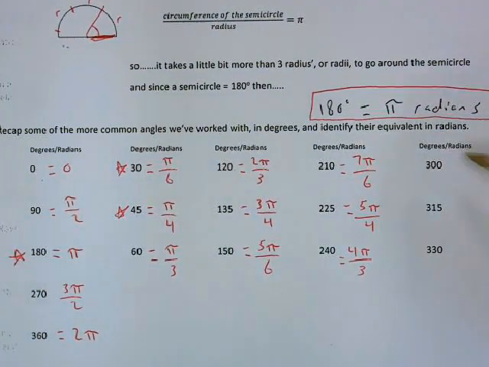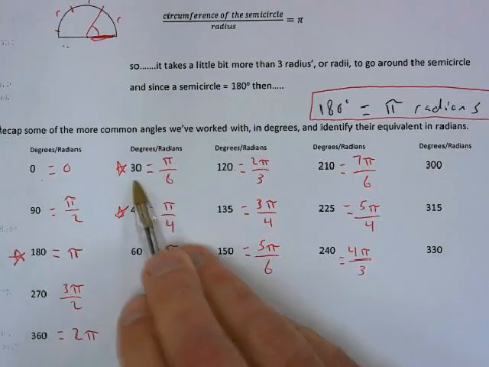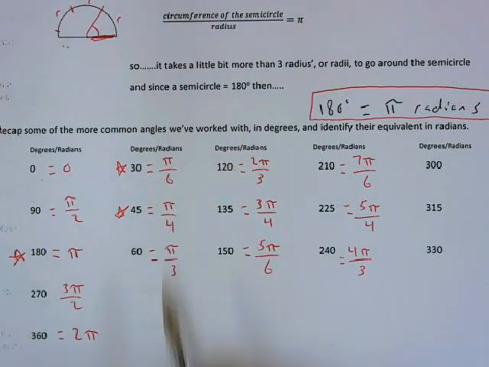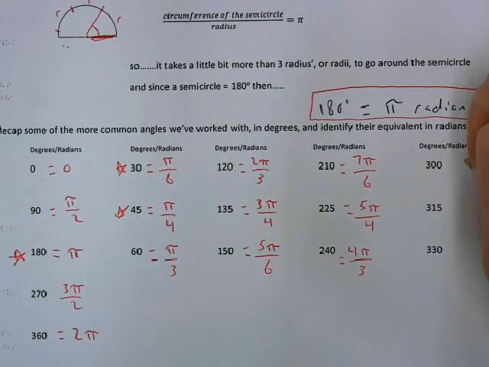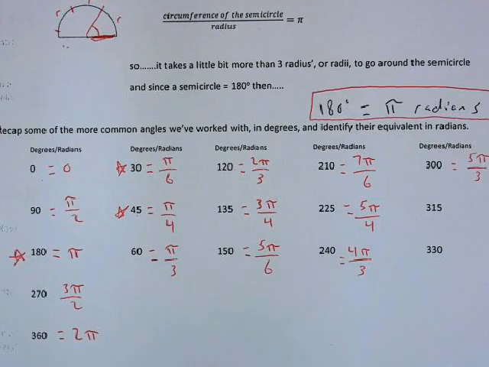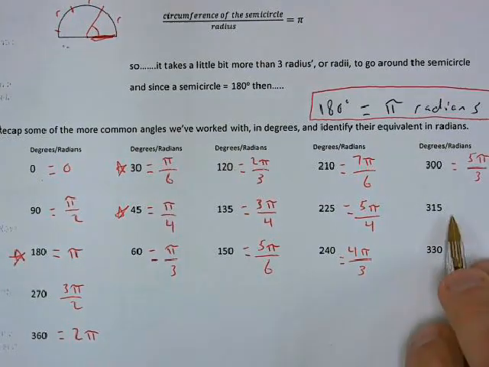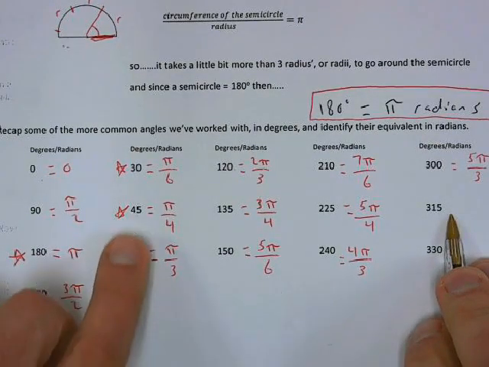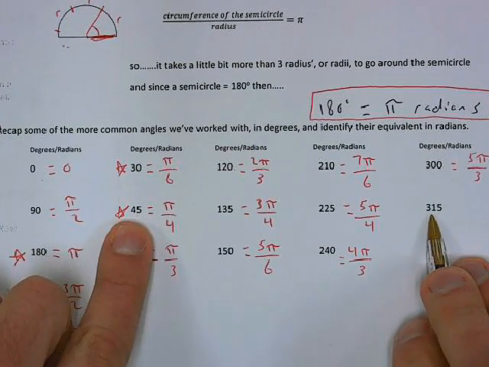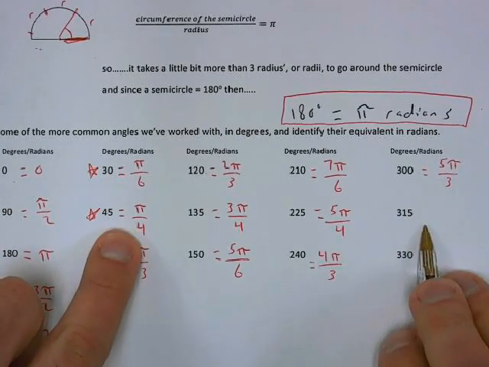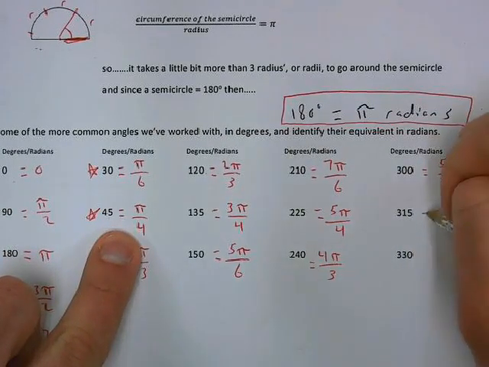Okay, next, 300. So again, different ways you can do it. How about 30 times 10? So multiply this by 10, we get 10 pi over 6, which reduces to 5 pi over 3. Okay. Next, 315. Well, 315 is 45 times 7. So then pi over 4 times 7 gives me my answer in radians, which is just 7 pi over 4.